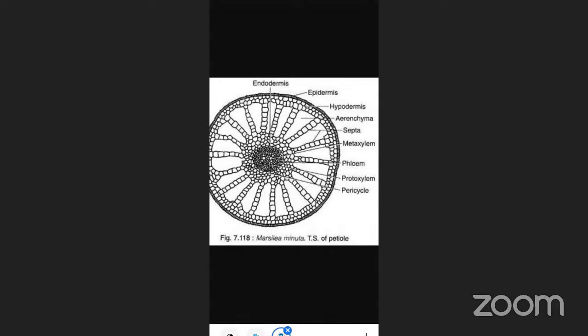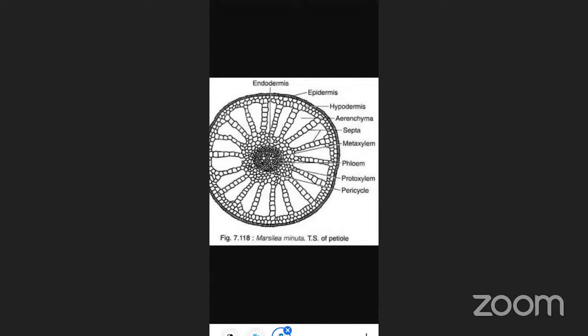Inner to the hypodermis is the middle cortex, which has a ring of air chambers separated by single-layer septa. Those septa are nothing but trabeculae. The inner cortex is compactly arranged and made up of parenchymatous tissue. The innermost layer is the endodermis, which is rectangular in outline.